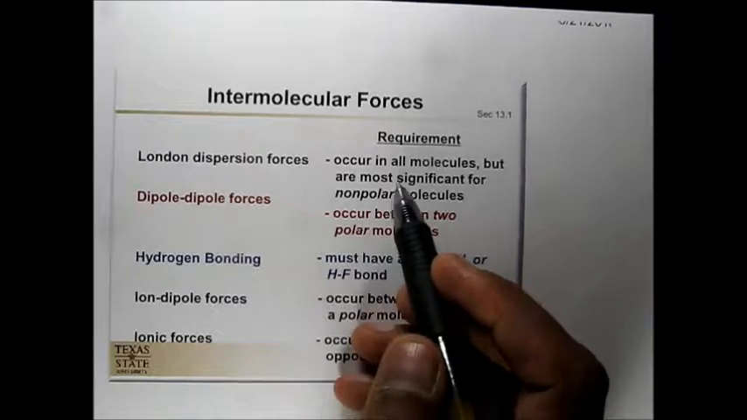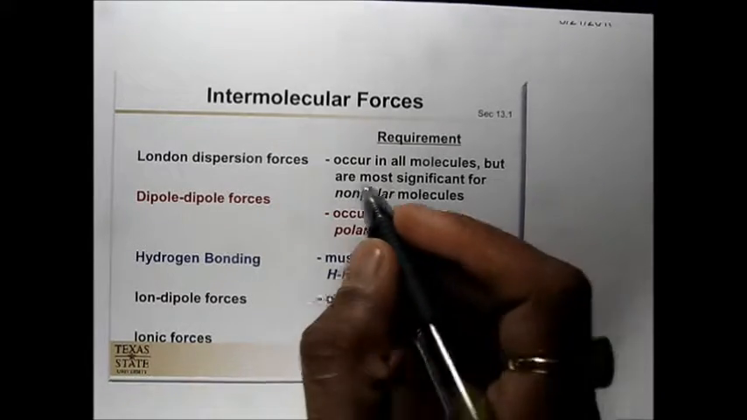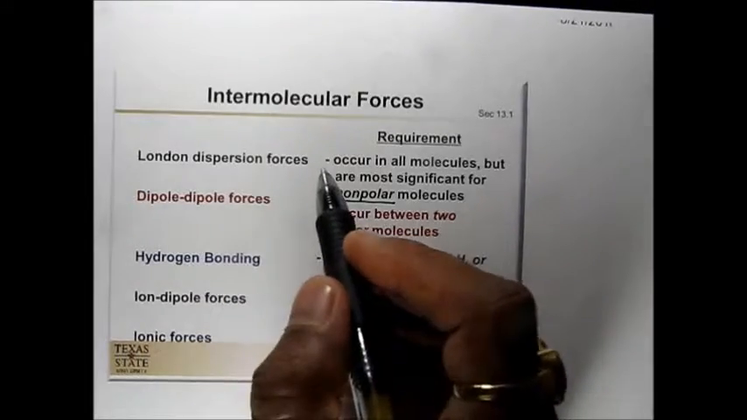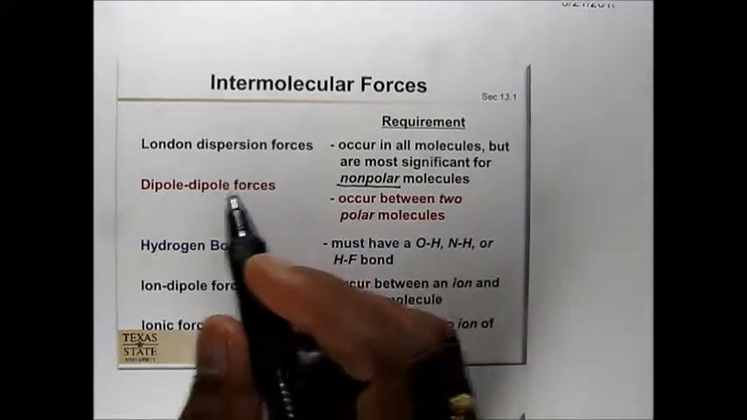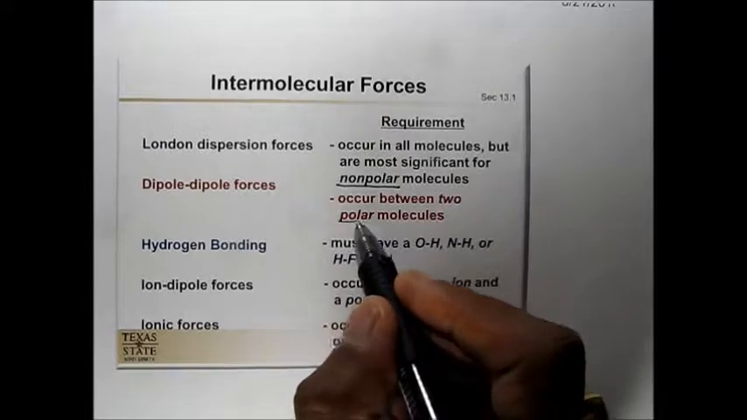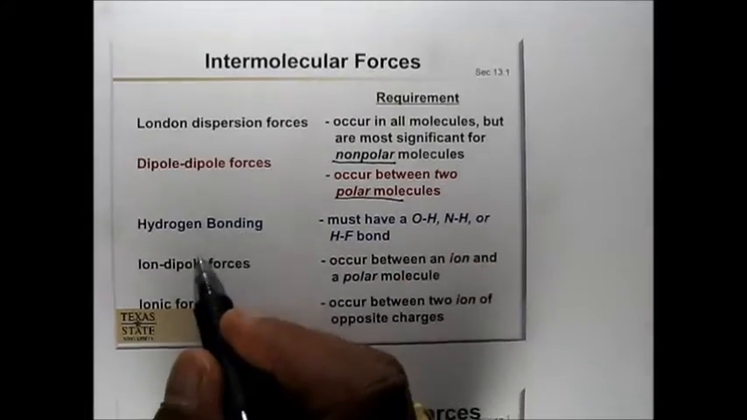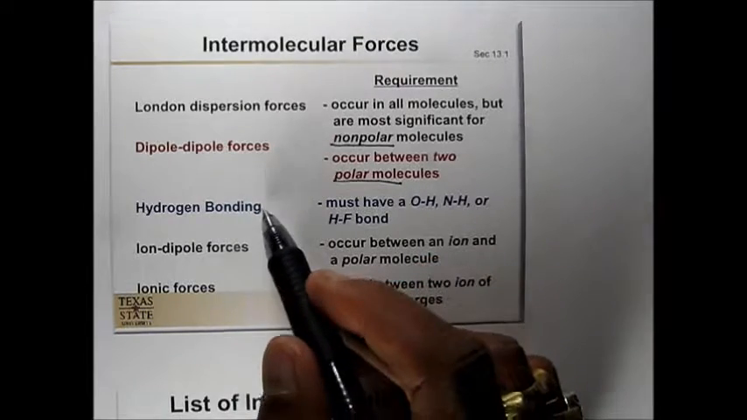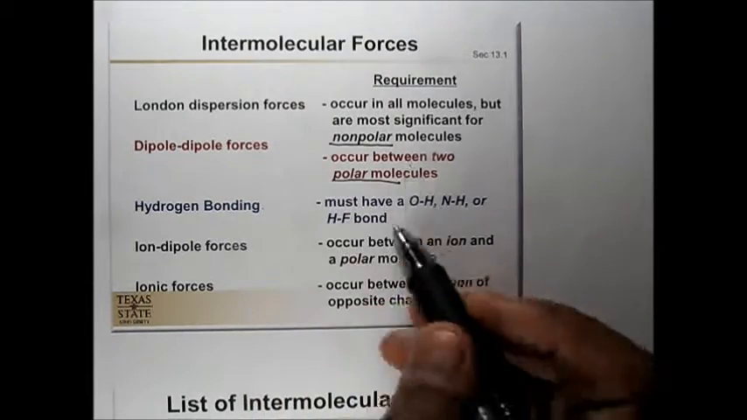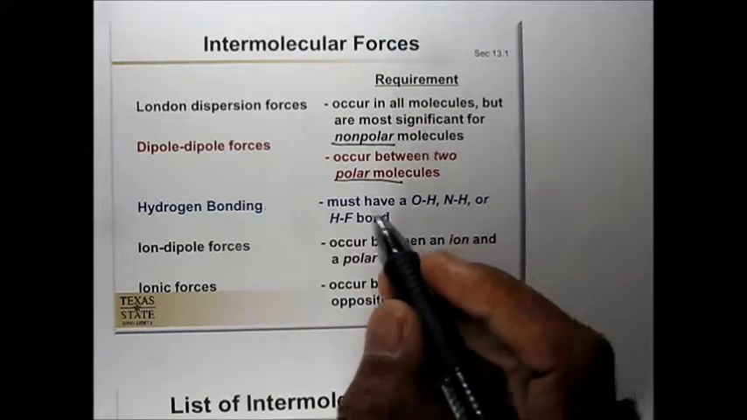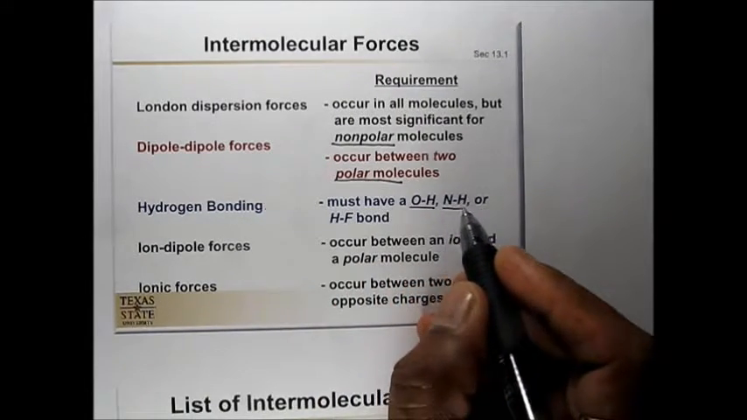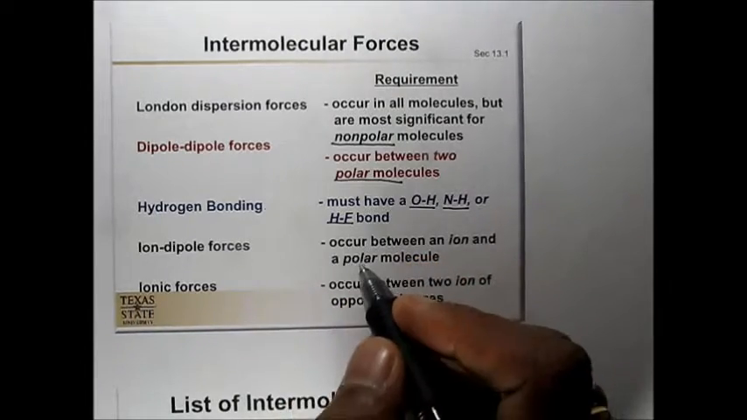Here is just a very quick summary. London dispersion occurs in all molecules but is most significant in non-polar molecules. So non-polar molecules have London dispersion intermolecular forces. Dipole dipole always occurs between two polar molecules. Hydrogen bonding is also another example of dipole dipole interaction, but it occurs with a hydrogen which must be attached to oxygen, nitrogen or fluorine.